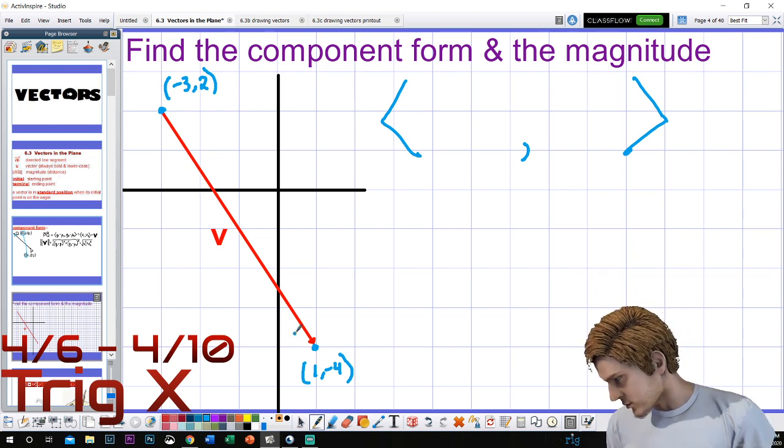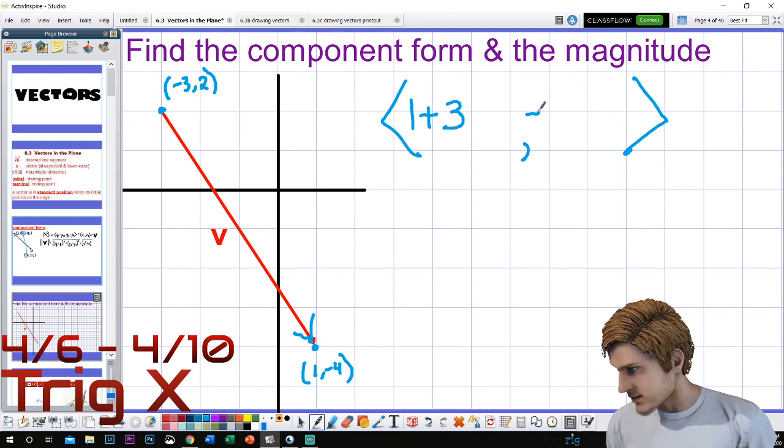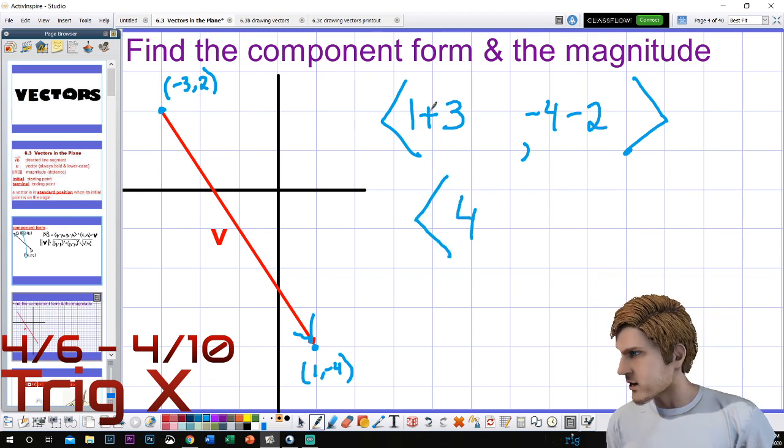And then remember, just like I said before, we're going to start wherever the arrow is pointing. The arrow is pointing here at this point, so I'm going to start at that point. Take my x there and subtract off the other x here. So it's going to be 1 minus -3. You know I don't like negatives touching each other, so I put a plus there. Then over here, I'm going to start with wherever the arrow is. It's -4 minus the other y value, which was 2. So the component form of this vector is 1 plus 3, which is 4, comma, -4 minus 2, which is -6. So it's <4, -6>.